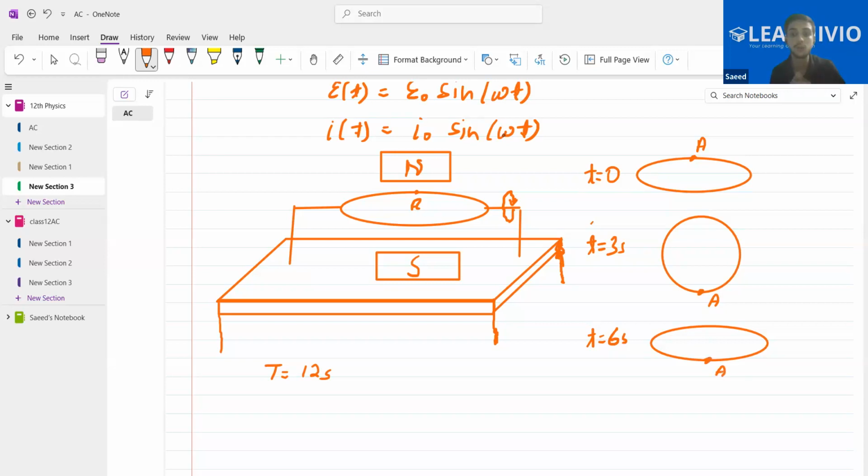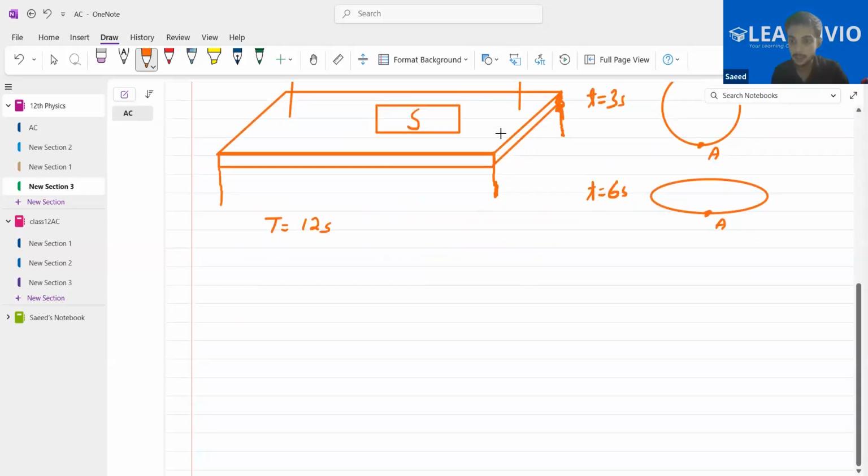That means it is now facing towards us. Yes, it is towards us. Previously at t equals 0, it was away from us. Now after traveling 3 more seconds, again the configuration of the loop will be something like this. Yes or no? And now the position of point A will be on the top. Point A will be on the top.